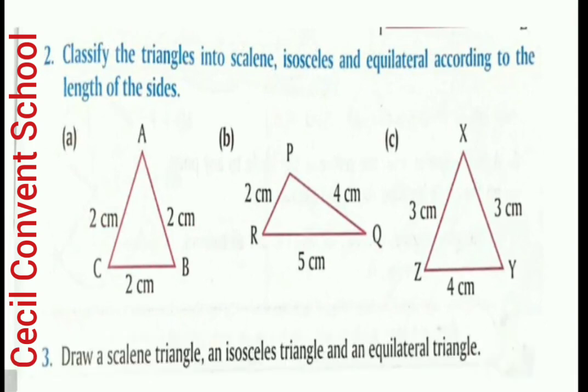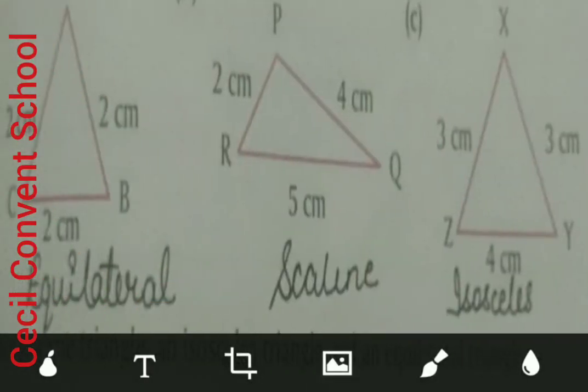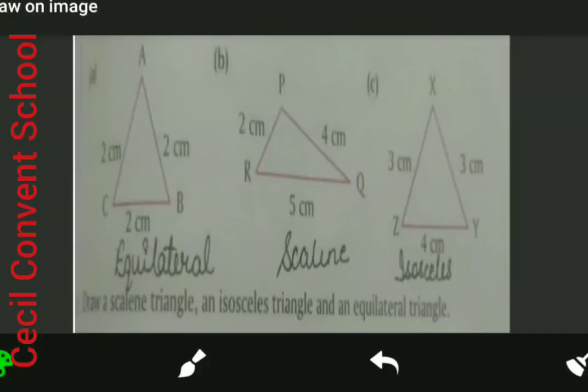Classify the triangle as scalene, isosceles or equilateral according to the length of the sides. Means A part, all the sides are equal. So what do we consider it? We consider it an equilateral triangle. See, it is an equilateral triangle. Then B part, see, all 3 sides are different. So it is a scalene triangle. Clear? And when 2 sides are equal, we call it an isosceles triangle.